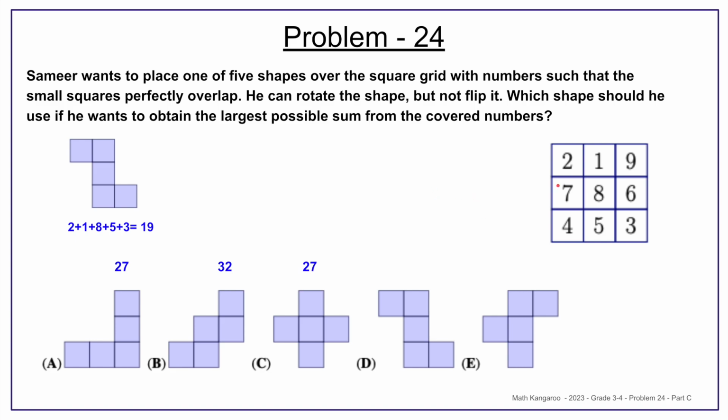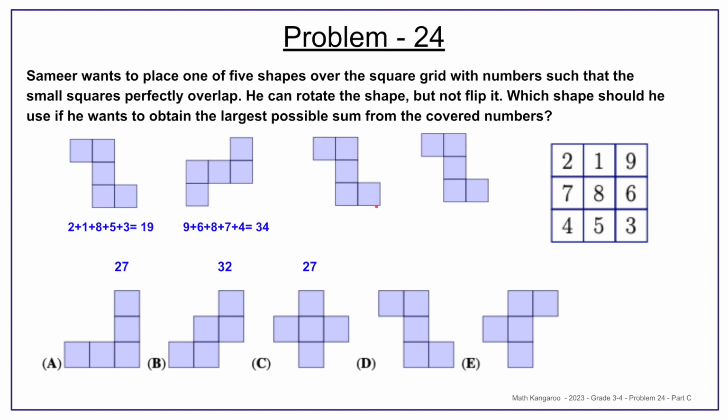So let us rotate it and see what the shape looks like. It has 9, 6, 8, 7 and 4. And that could be our winner. So the sum would be 34. And the rest of the rotations will remain the same as the first. So I'm just giving you as a reference. The largest possible sum for the covered shape is 34 here, which is option D.